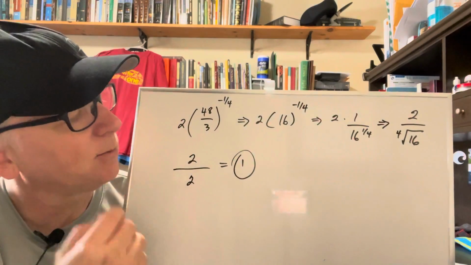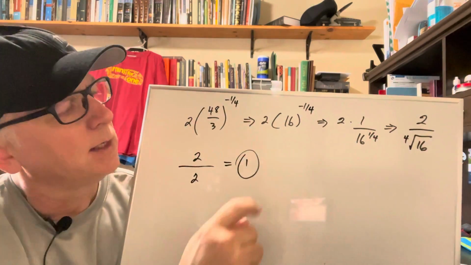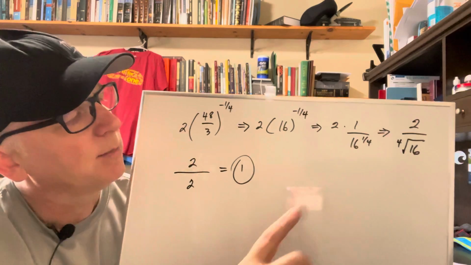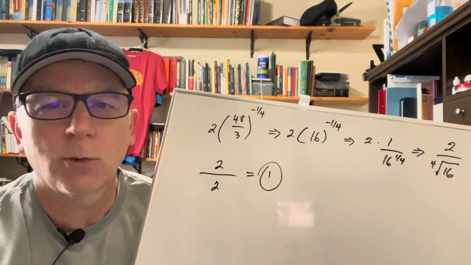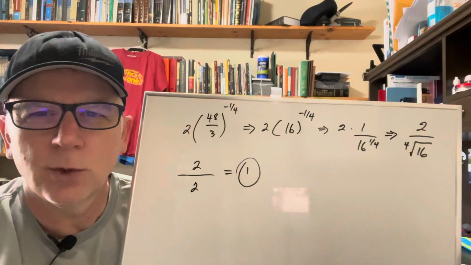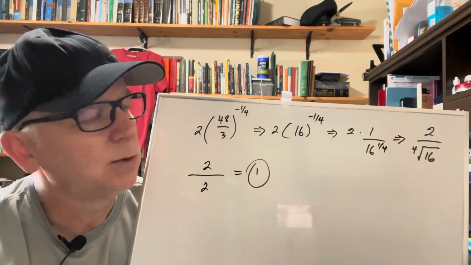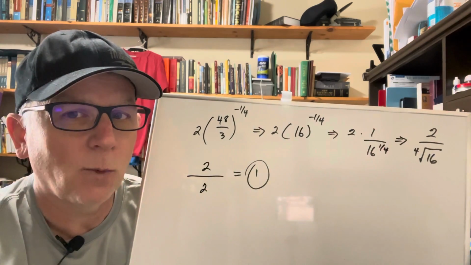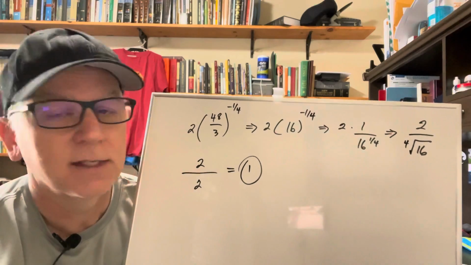So there's a couple things that we really need to be aware of. One is that, yeah, we can do that division. Number 2 is that's how you handle a negative exponent. And number 3, raising something to the 1/4 power is the equivalent of taking the 4th root of it. Raising something to the 1/3 power is equivalent to taking the cube root of something. And raising something to the 1/2 power is equivalent to taking the square root of something.